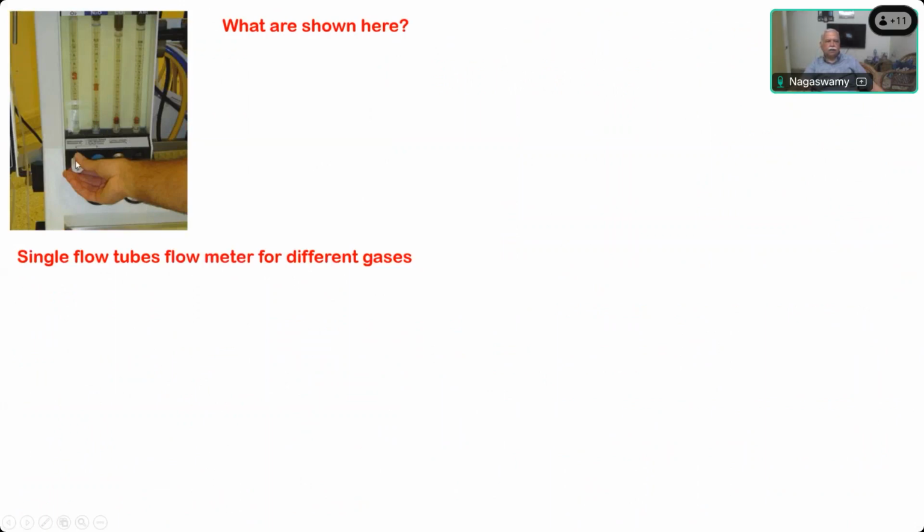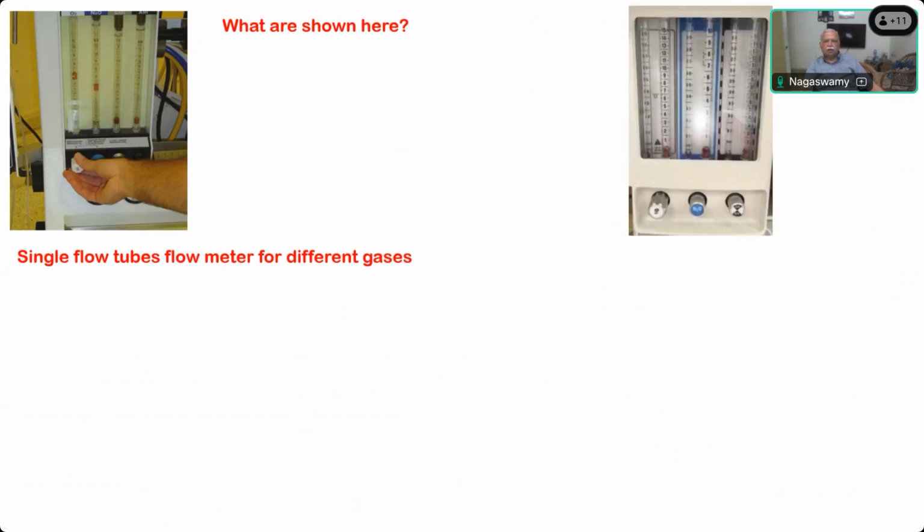So there is oxygen, nitrous oxide. Earlier there was carbon dioxide and cyclopropane, a very old machine type, or now air. So these are all single flow meters for each gas. So single flow tube flow meters for different gases is the answer for that. And what is this?